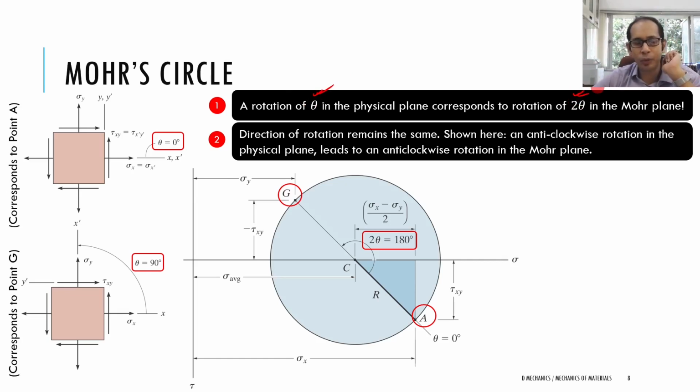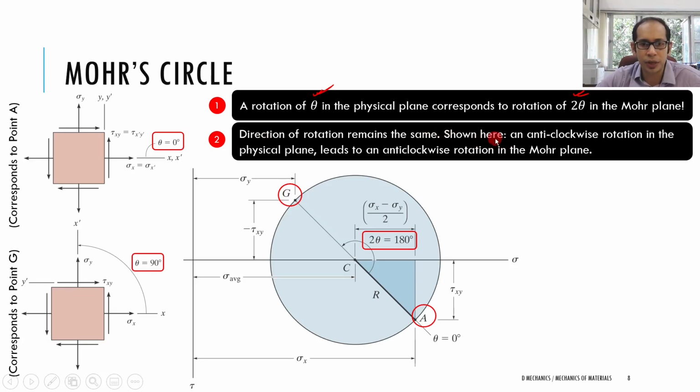And one more important thing, and this is the reason why, if you look at different books, sigma points positive in this direction and tau points positive to the right, the direction of rotation remains the same. If you had taken tau in the upward direction, as you will see in some of the books, it becomes slightly less intuitive, because the direction of rotation also changes, and here we are preserving the direction of rotation. So the direction of rotation remains the same.